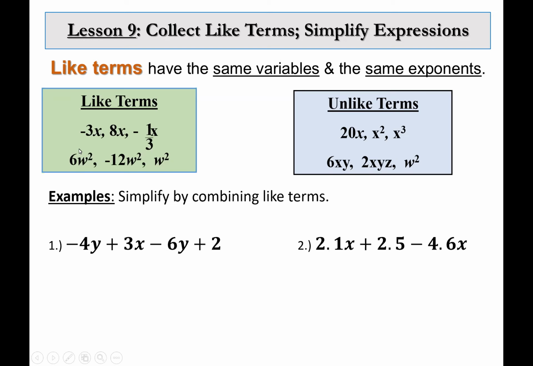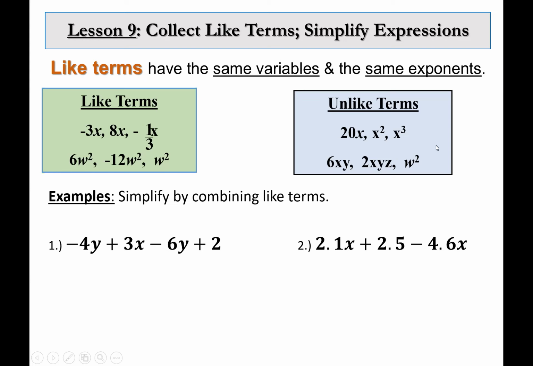All right, and what we're going to be doing when we combine like terms or collect like terms is focusing on the number in front of the variable. That's called the coefficient, and we're going to be combining those by adding or subtracting. Something that we will see in an example like this with the w squared: if you don't see a number in front of the variable, assume that there's a 1 there.